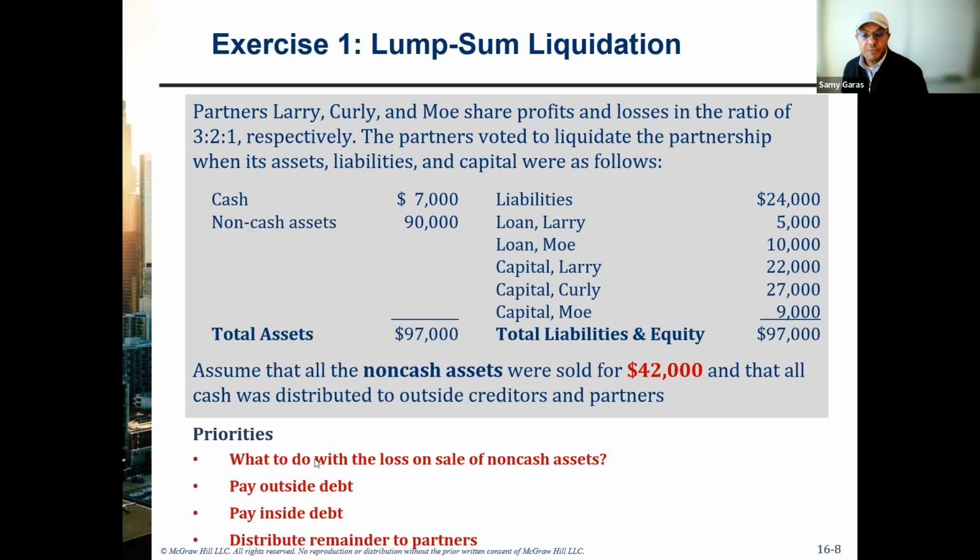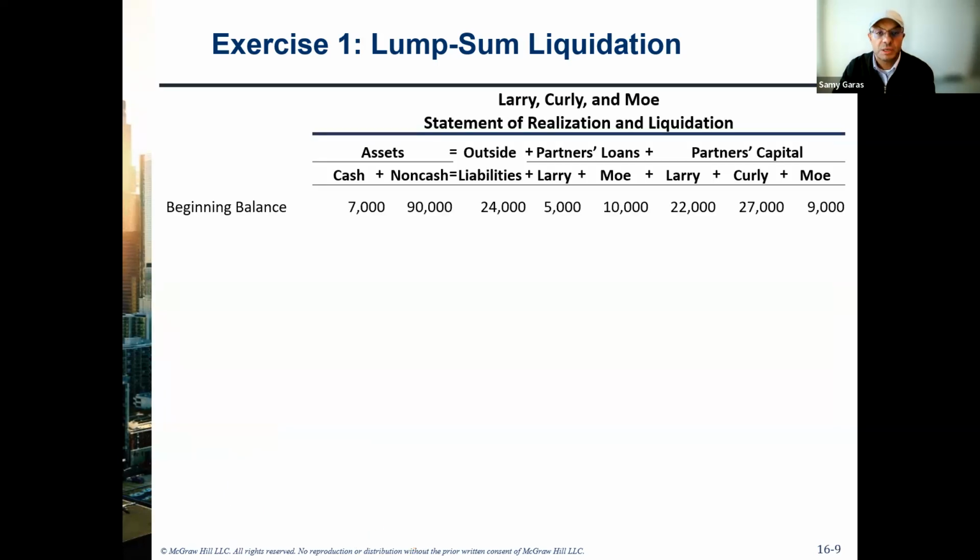So step one, we sell the non-cash and distribute the loss among the partners. Step two, we pay the liabilities. Step three, we pay the loans to the partner. Step four, we distribute the remaining amount to the partner. And how can we make these four steps? We make this report, which we call a statement of realization and liquidation.